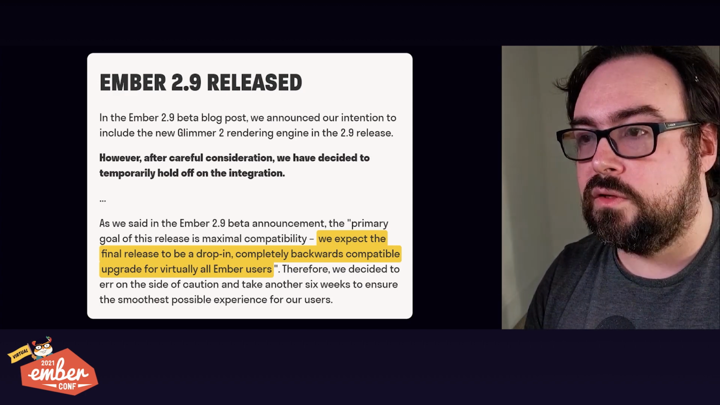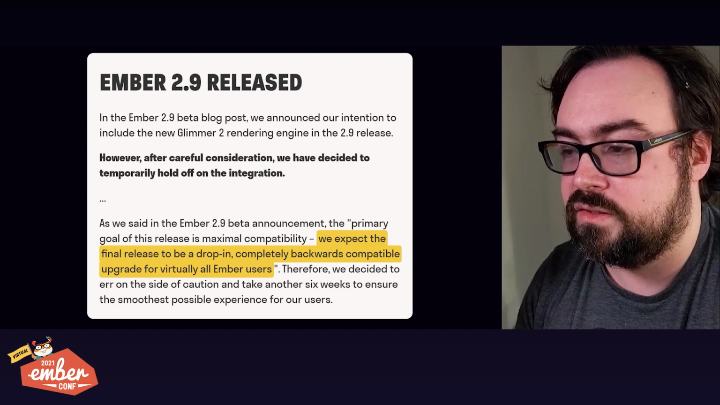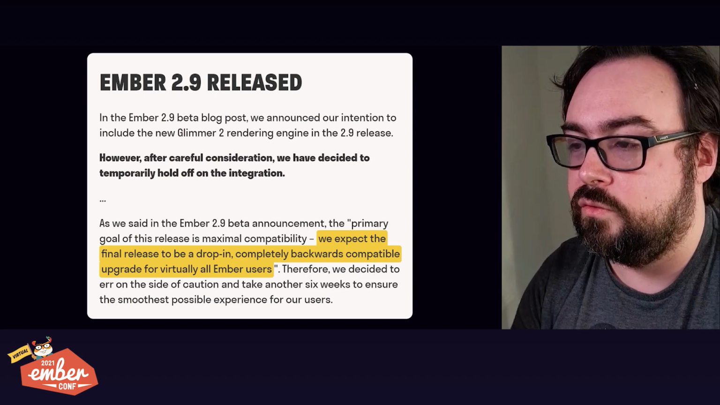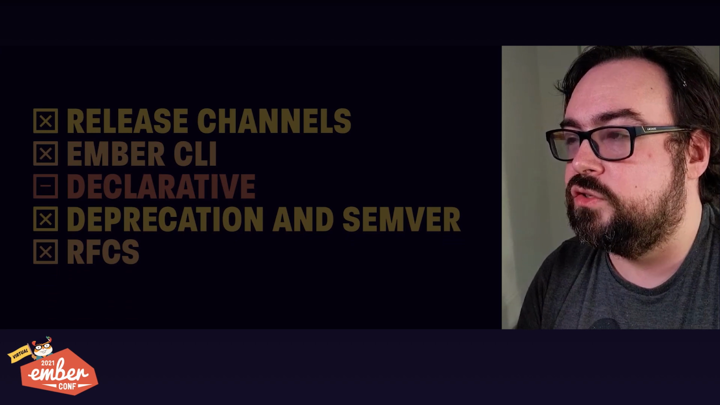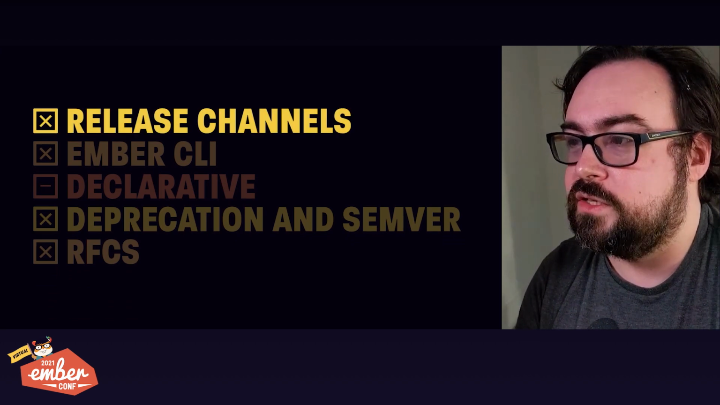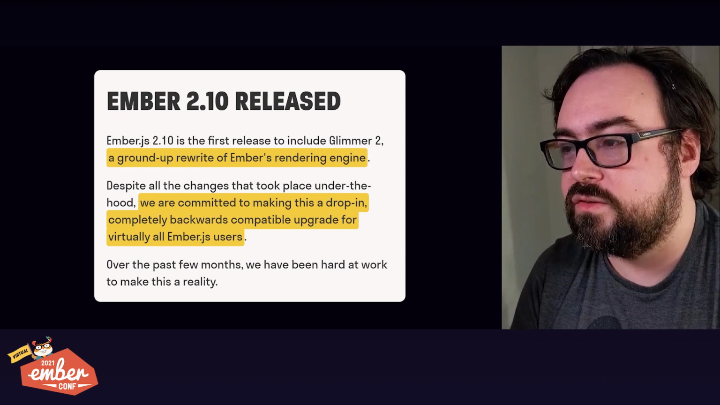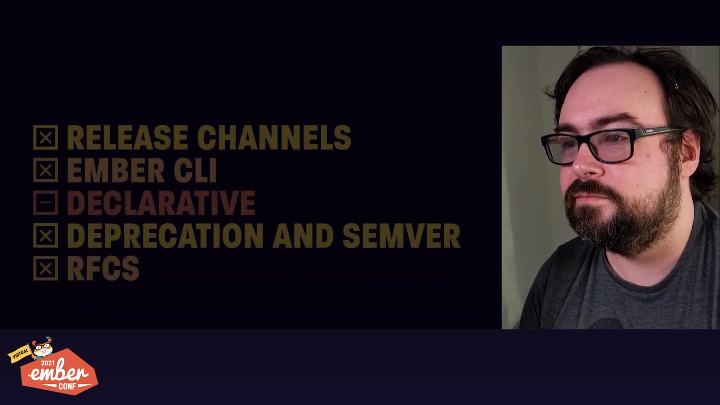So the stakes were really high. Deferring Glimmer 2 for an extra release was disappointing, but it was the right decision. We could always make the next train. We needed to find out if we could do this. Once we made the decision, the implementation was straightforward. Crank those gears. After 2.9, we burned down the rest of the issues, and we released Glimmer 2 with Ember 2.10. Glimmer 2 was in a stable version of Ember.